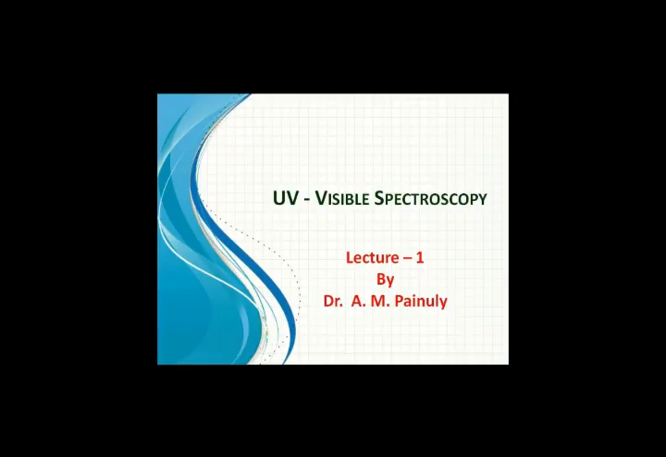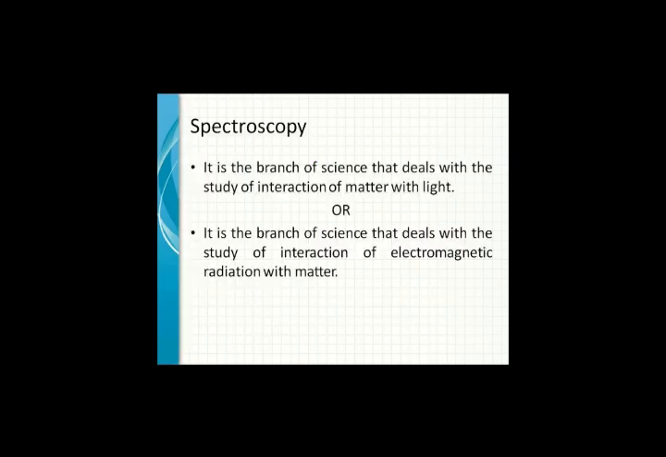Dear student, today I am discussing ultraviolet visible spectroscopy. Spectroscopy is the branch of science that deals with the study of interaction of matter with light, or we can say it is the branch of science that deals with the study of interaction of electromagnetic radiation with matter.